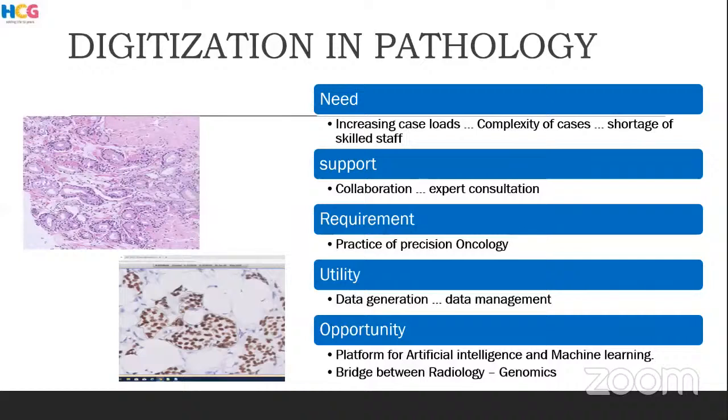So we know that sometimes we need expert opinions. With a whole slide image, we can easily connect with our colleagues anywhere and take opinions. So there is support from a digital pathology system.